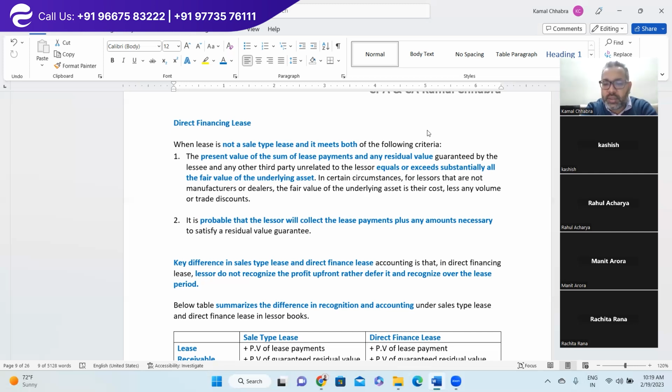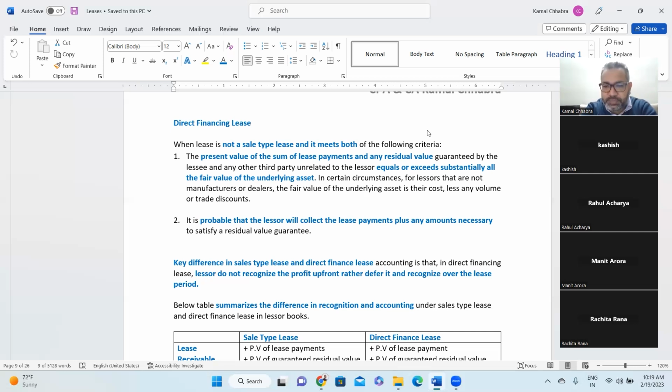In certain circumstances, for a lessor that is not a manufacturer or dealer, the fair value of the asset can be the cost minus any volume discount or trade discount at which he or she has purchased, right? So that makes sense. Again, very similar to one condition in the top 5, but the important thing here is that it is probable that the lessor will collect the payments. So that's also a very important condition.